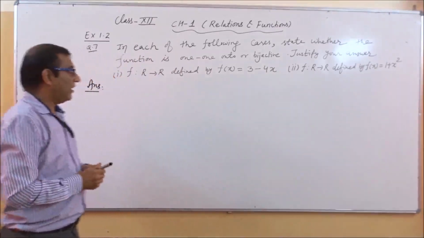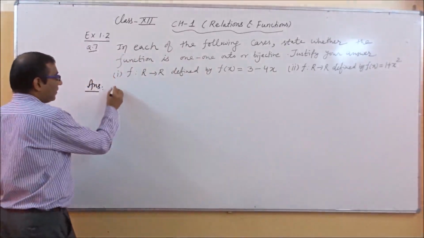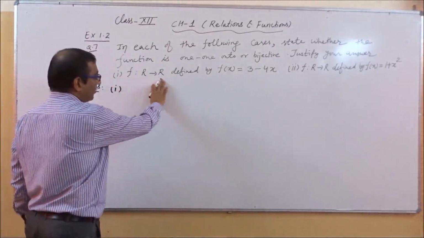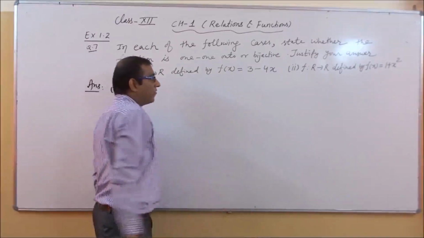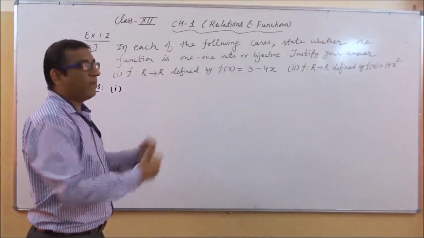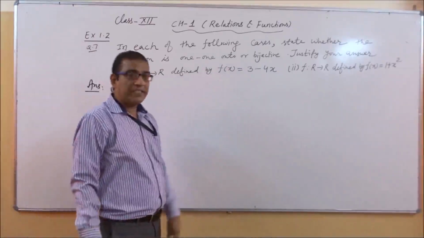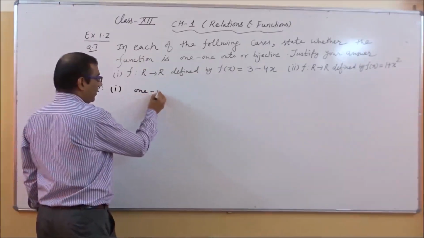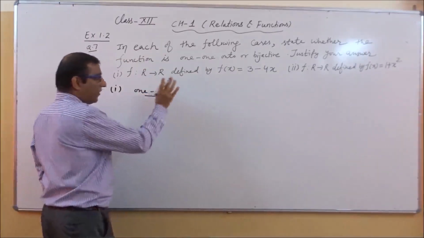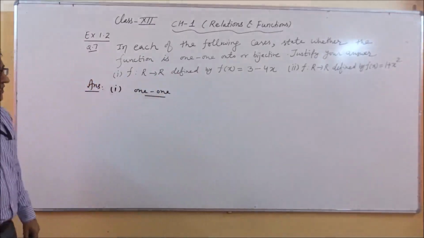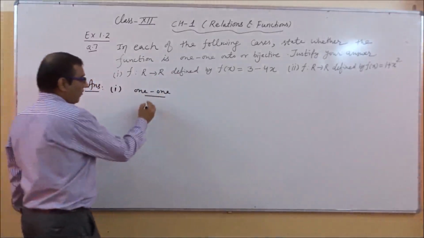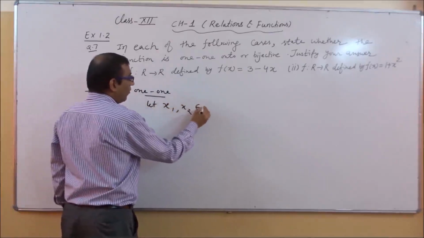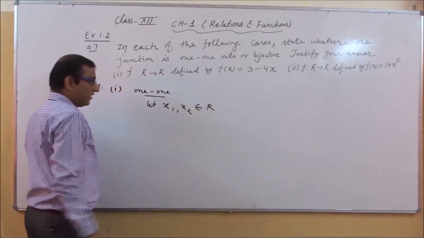So first I will continue with the first part, and the first part is f such that R approaches to R defined by f(x) equals 3 minus 4x. Then how can we say if this function is bijective or invertible? First we will continue with 1-1. When can we say this function is 1-1? So we will start with: let x1, x2 belong to R.